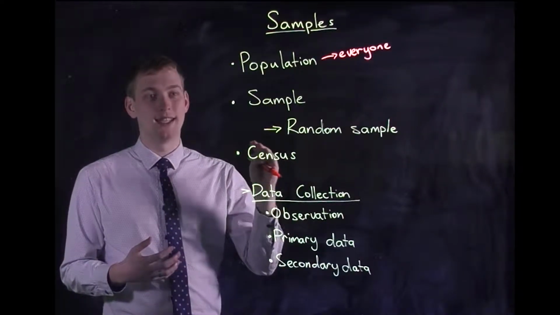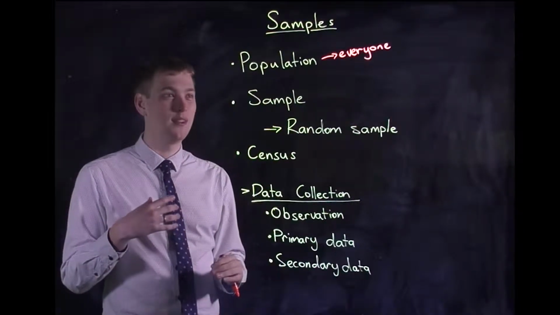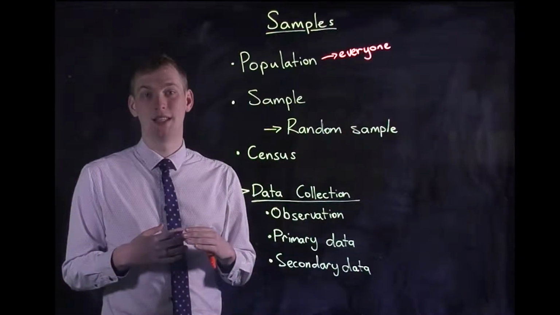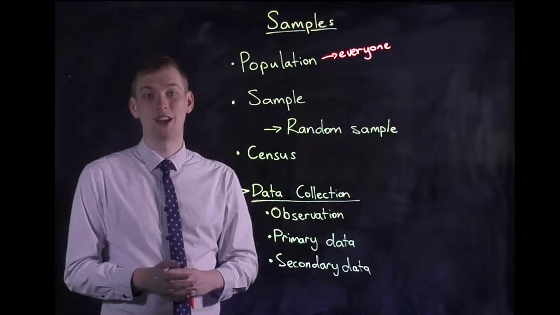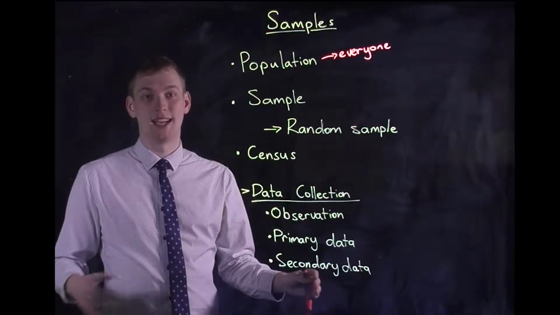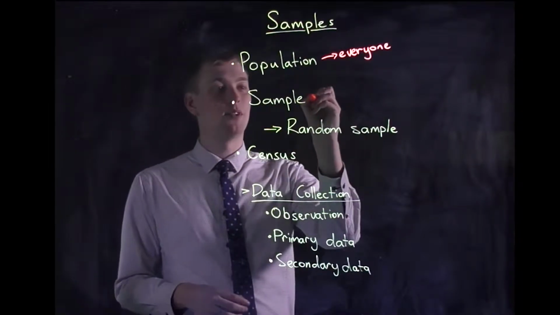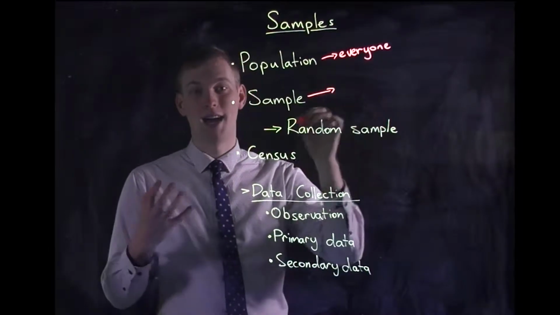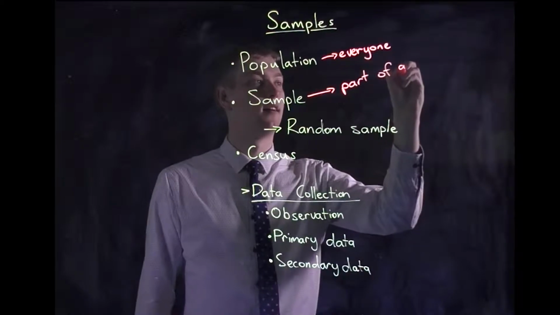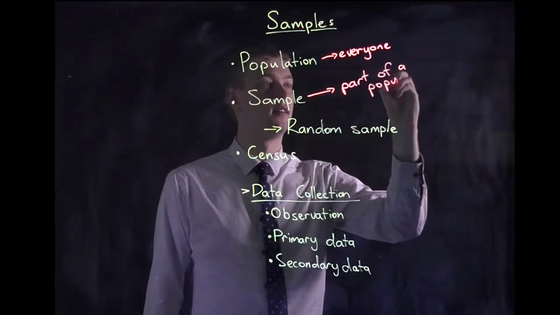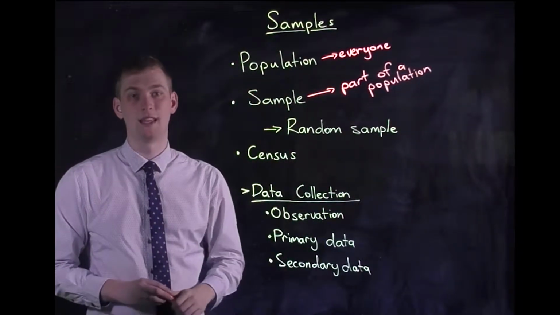The next word is a sample. So sample is just a part of a population. Now, it's often unreasonable for us to try to ask everyone in an entire population. I can't go to every person in Australia and survey them myself, though this does happen in a census. A sample is where we take a part of our population. So the sample is a part of a population.